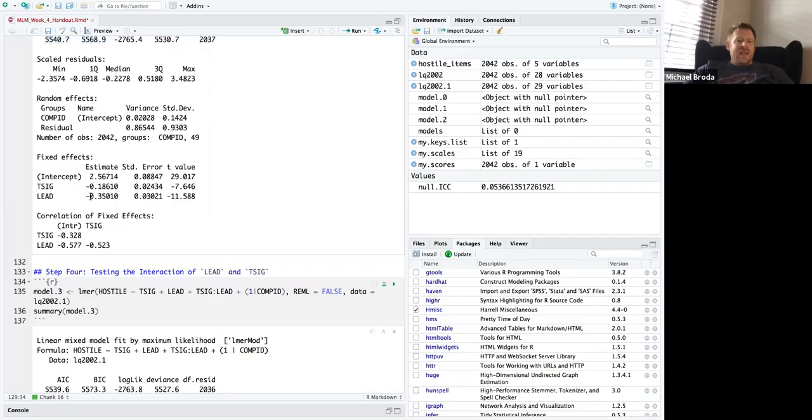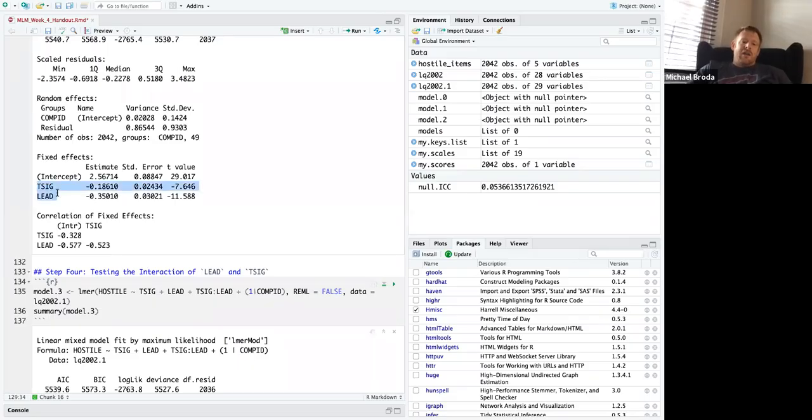T-sig was about minus 0.3. It's now about minus 0.18. And my new variable, leadership, is about minus 0.35. So what does this mean? As I perceive my boss, my ranking officer, as developing a more positive leadership climate, I'm less likely to be hostile. My hostility scores will go down, just like if I perceive a task as important, my scores go down. So those are both good things.